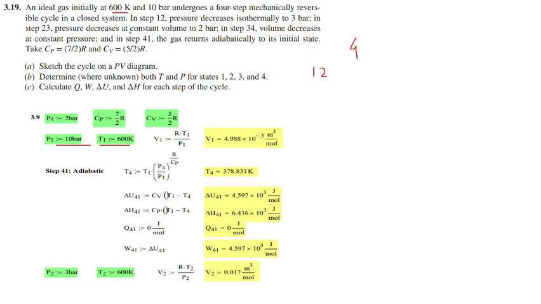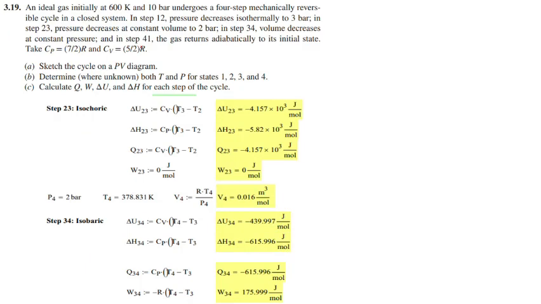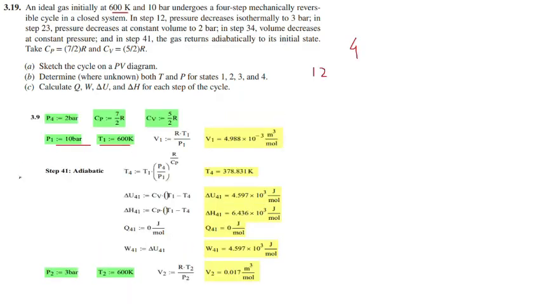In step 2 3, pressure decreases at a constant volume to 2 bar. So 2 3 is a constant volume process, which is isochoric. In step 3 4, the volume decreases at constant pressure. So 3 4 is an isobaric process. So the pressure remains 2 bar for the 3 4 process, and in step 4 1, the gas returns adiabatically to its initial state. So 4 1 step is an adiabatic process, and you are going back to your initial state. Okay, so Cp is 7 by 2 R while Cv is 5 by 2 R.